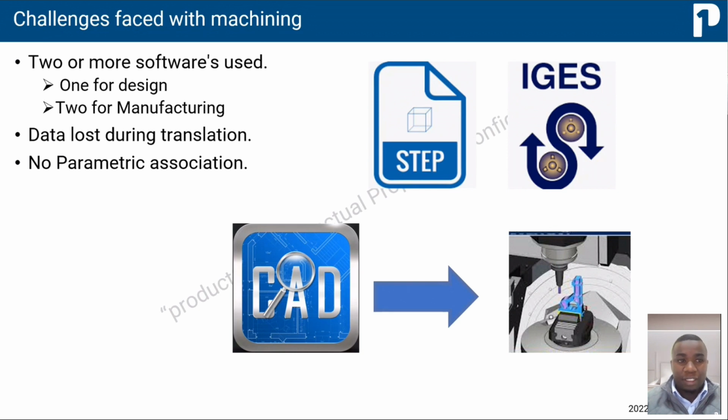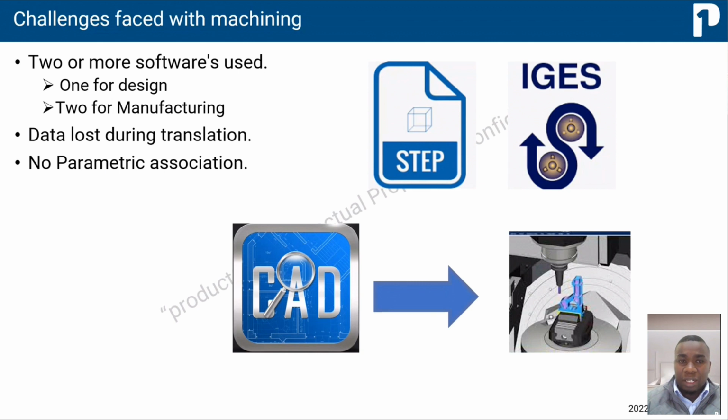And the challenge with that is that sometimes the data can be lost because the data has to be translated from one software to the other. And most importantly, you do not have the parametric association. So what happens along the way if a design changes? What do you do? Most of the time you'll find that a part must be exported again from the CAD software and re-imported again in the CAM software, which is a common challenge that companies are facing today.